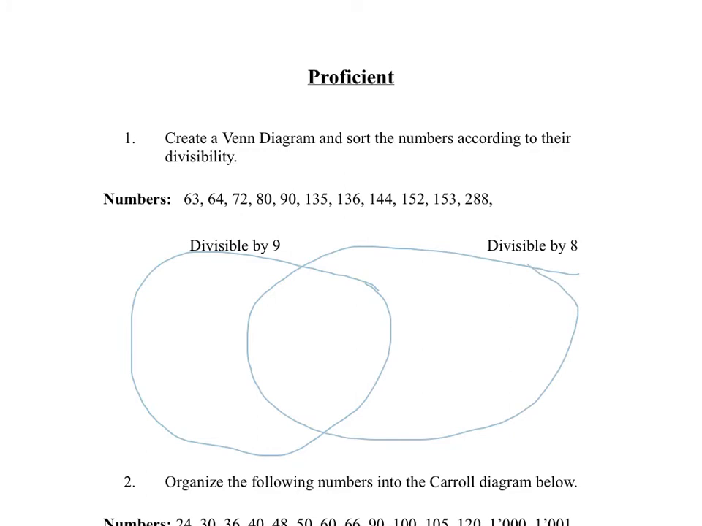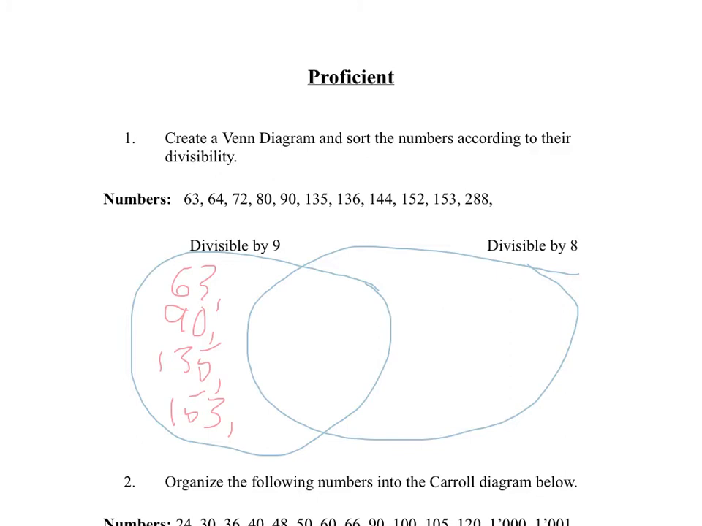Alright, and then out of these numbers here, I went through and identified the ones that are divisible by 9. So the first thing I did is, 63 is divisible by 9, 90 as well, okay, 135, and 153. Okay, those are the numbers that are only divisible by 9.